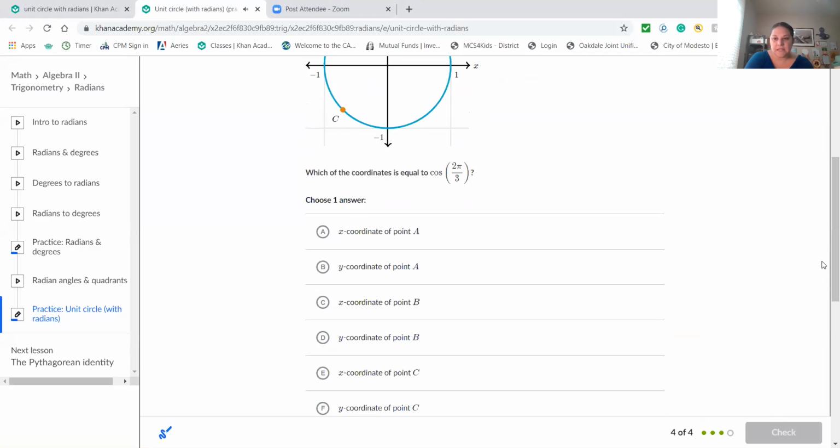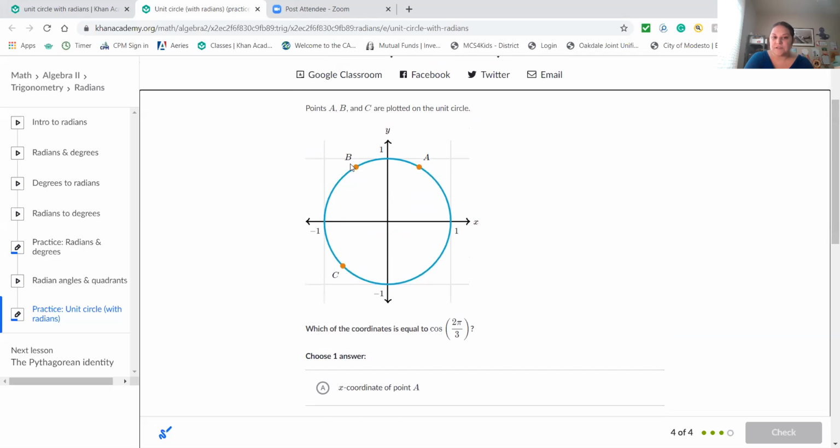And then finally, the last one, which one would be the coordinates? Cosine is x, so you can eliminate all the choices that say y coordinate. 2 pi thirds: pi is 180, 180 divided by 3 is 60, 2 times 60 is 120, and so it'll be the one that's in the second quadrant. So this right here has to be 0 to 90, that's 90 to 180, C would be 180 to 270. So the point B is the only one that would be in the same quadrant as 2 pi thirds. 2 pi thirds is 120 degrees.